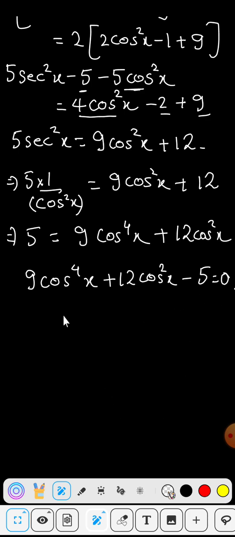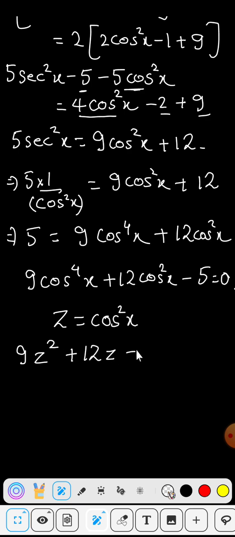Now we will substitute the value of cos square x, or we will assume the value of cos square x as z, z is equal to cos square x. So the equation will become in the form of a quadratic equation. So it will become 9 times z square plus 12z minus 5 is equal to 0.